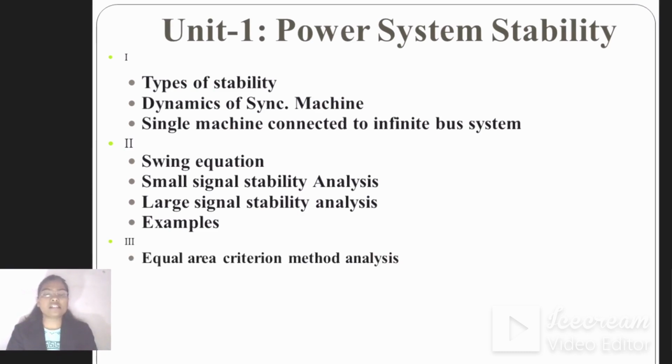The third part deals with the equal area criterion method, that is the graphical method for analysis of stability. Then we will see three effects, that is critical clearing time, critical clearing angle, and sudden change in the mechanical input to the synchronous machine.